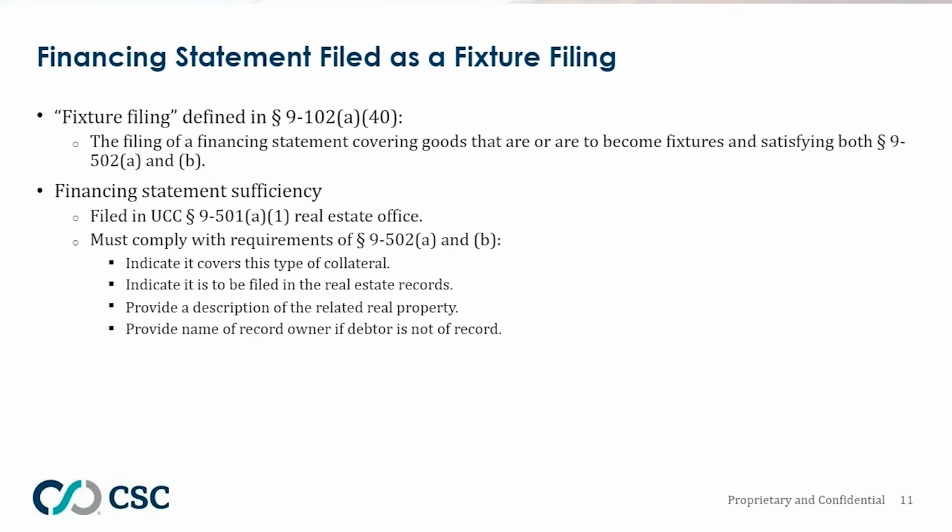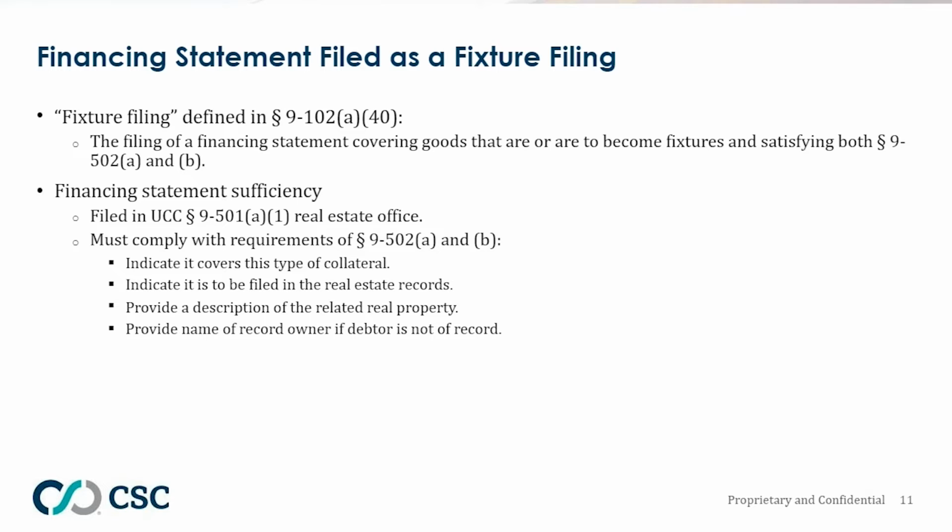The record has to provide a description of the related real properties so that the county recorders can tie it to particular real estate. And if the debtor does not have an interest of record, for instance, they might be the beneficiary of a trust that owns the property, or they might be a lessee with an unrecorded lease, then they have to provide the name of the record owner so that the county recorder can put it into the grantor-grantee index under the proper name.